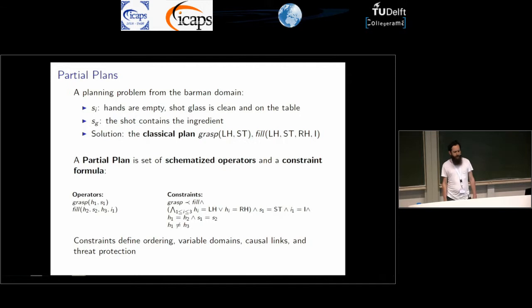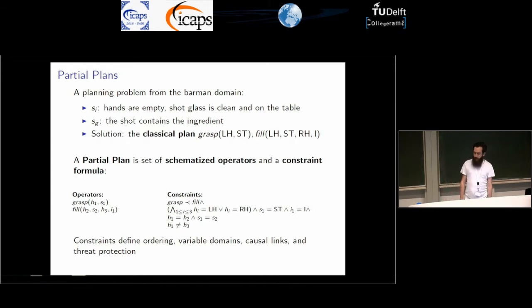So in the first step, you pick up the shot glass with your left hand, and in the second step, you pour the ingredient into it with your right hand. So a partial plan, the one that I've got here, is a kind of a more flexible solution to that problem. So on the left, we've got a set of schematized operators. So what I've done there is to essentially take those two actions from the classical plan and replace all the constants with variables. So you can see left hand has been replaced with h1.